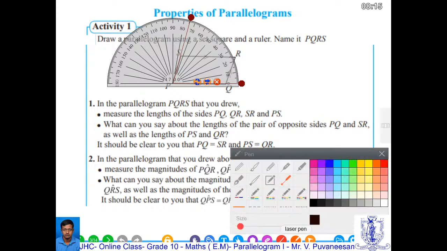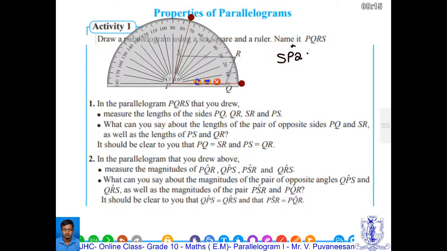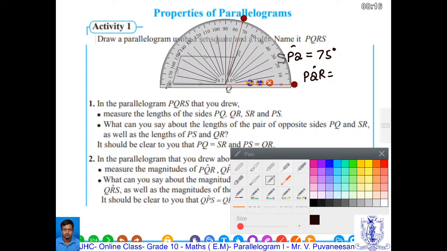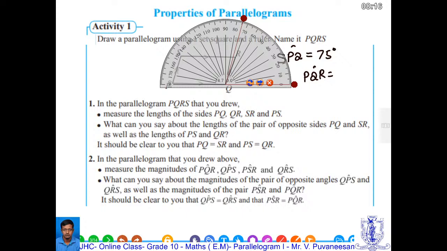Angle SPQ is 75. Angle PQR, look here, from here 90, 100, 105. So PQR is 105.